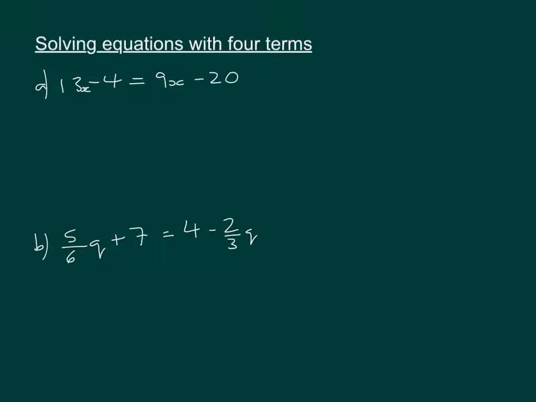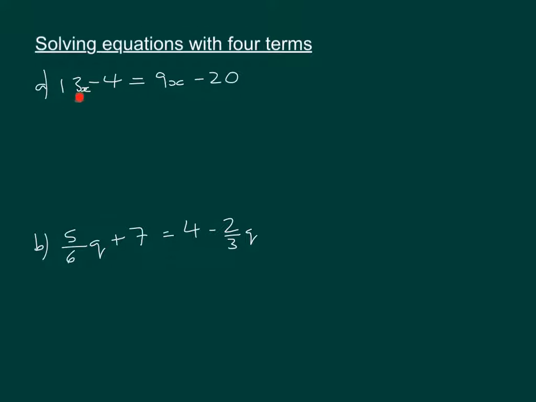In this video we're going to be solving equations which contain 4 terms. In this first one here we've got 13x minus 4 equals 9x minus 20. What we want to do is get all the x terms onto one side of the equation and all the numbers on the other side, so that we can isolate the x term as best we can. It's easiest if we make the x term positive as well.